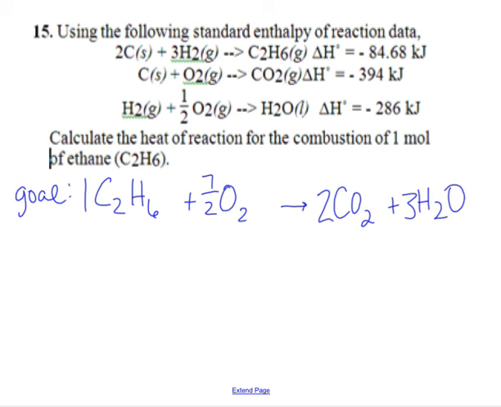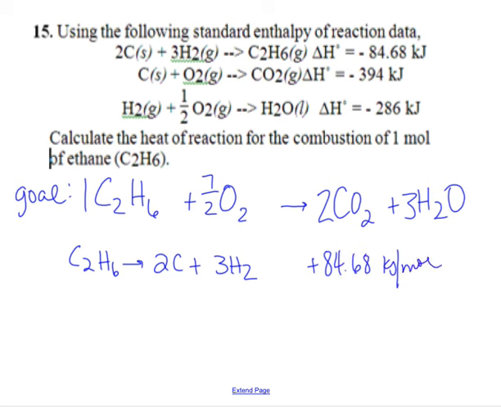So starting with the first equation, what does it have in it that I'm interested in? Highly interested in C2H6, but it's a product, right? So I'm going to reverse that equation and do C2H6 goes to 2C plus 3H2. And if I flipped that equation, I'm going to change it to endothermic and go positive 84.68 kilojoules per mole. Okay, the first one is done.